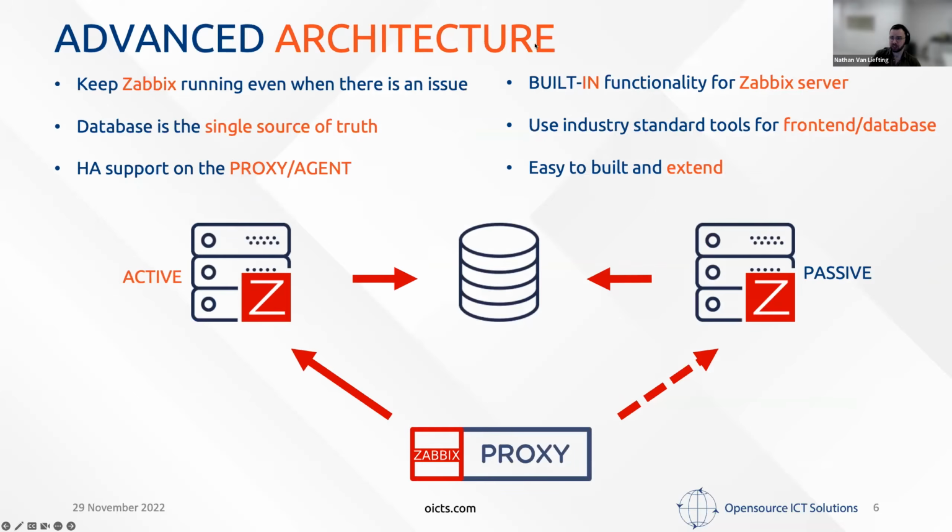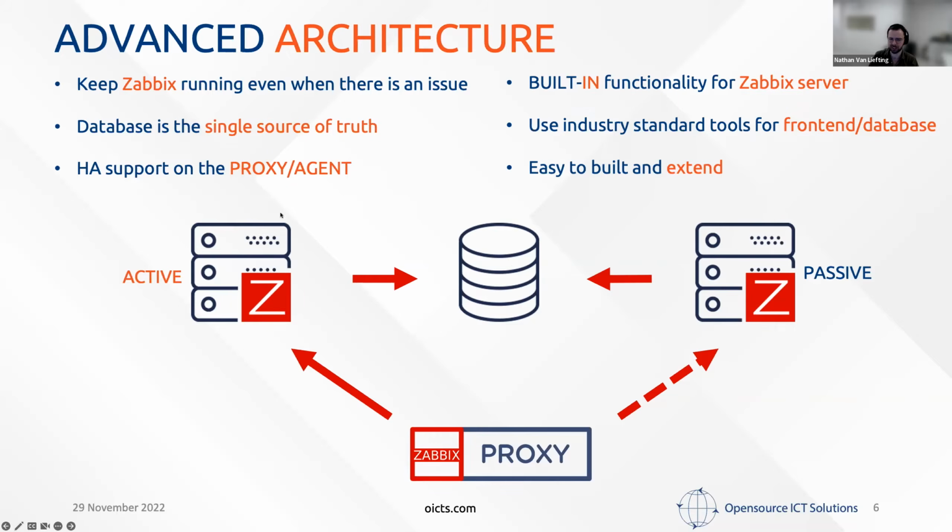So a more advanced architecture might look something like this, where we have 2 Zabbix servers, of which one is in active mode and the other one is in passive mode, waiting until there's an issue with the other node and then taking over. So high availability is a big part of our Zabbix environment in 6.0. It will keep Zabbix running even when we have issues with a single node. And we do this all through that database.